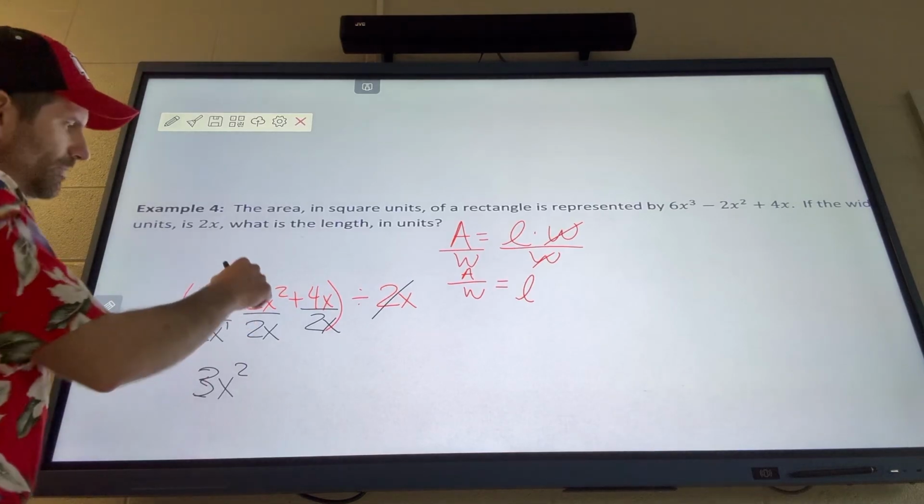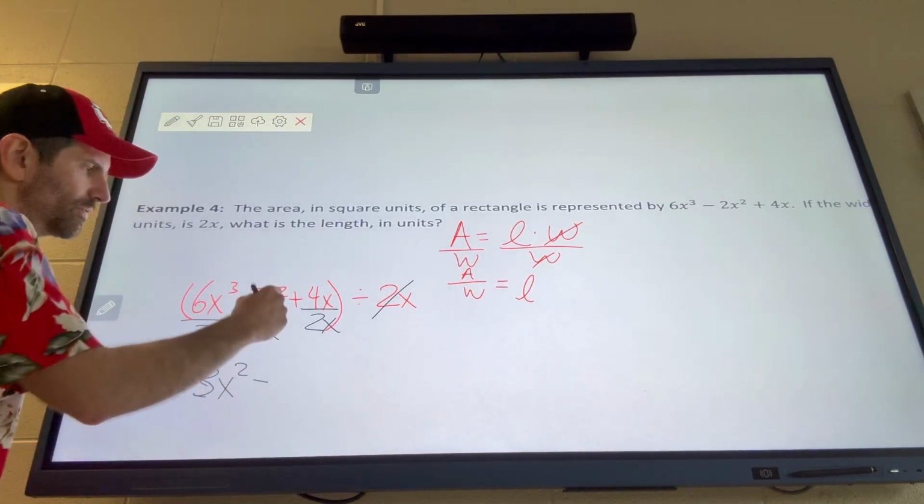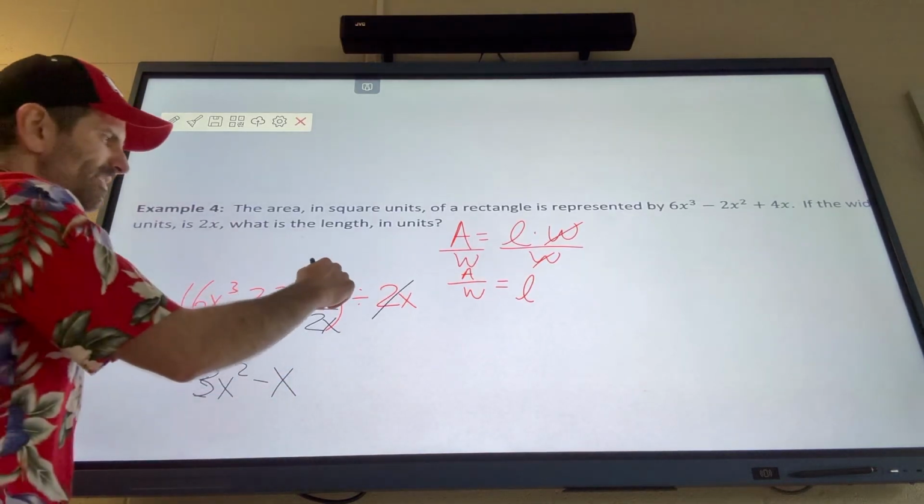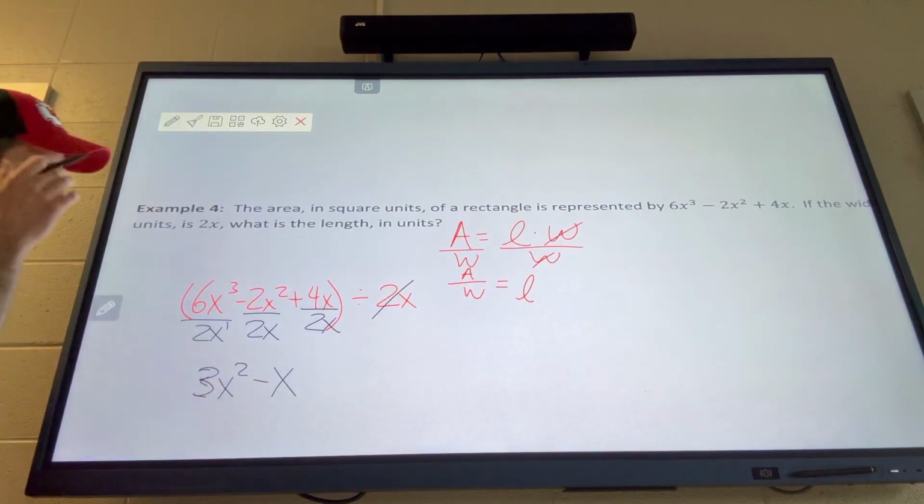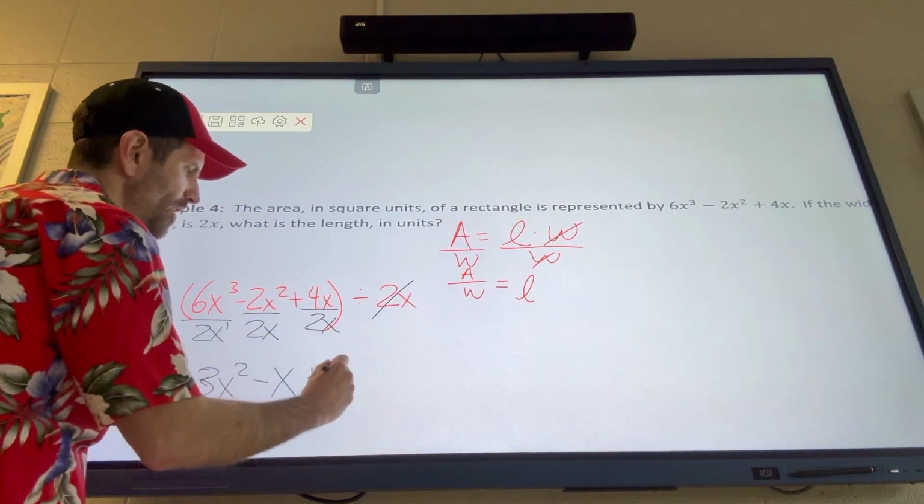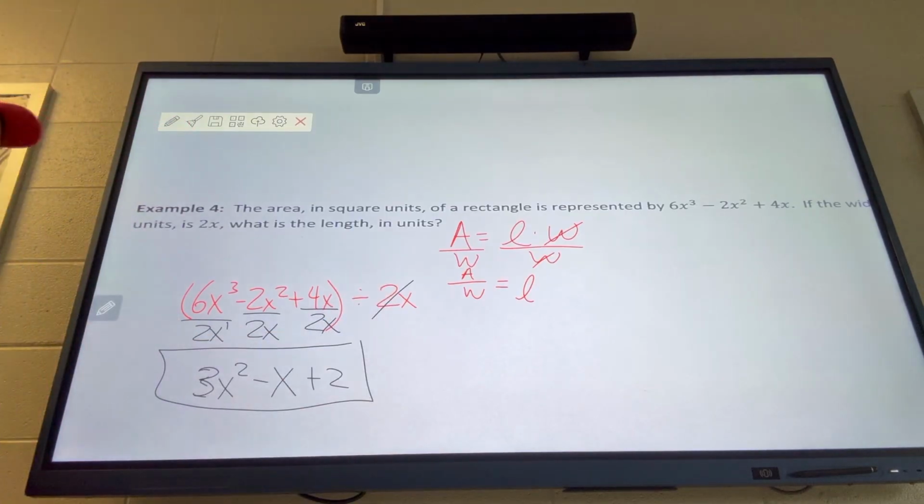And then for the next one, the 2's divide out, and if you got x squared divided by x, you've got 1x left over. And back here, the x's are gone. They eliminate, they divide out. But 4 divided by 2 is 2. And we found our length, just like so.